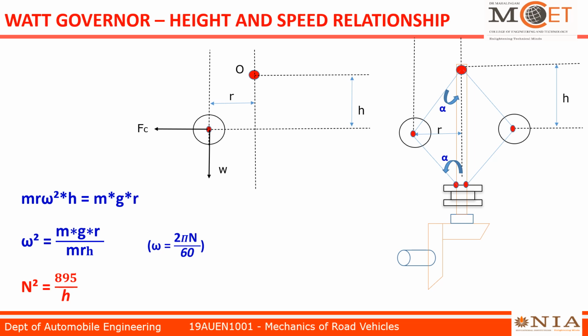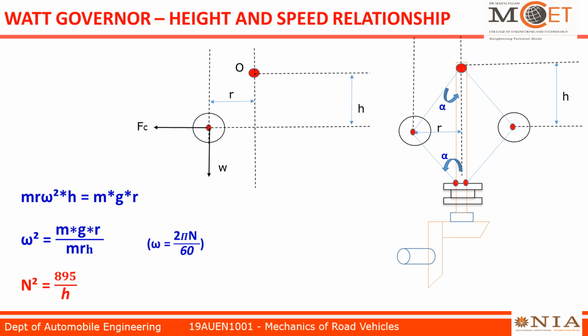The relationship between the speed of governor and height is n squared equals 895 divided by h for the Watt governor. Here n indicates the rotational speed of governor, which is in rpm. h indicates the height of governor measured in meters.